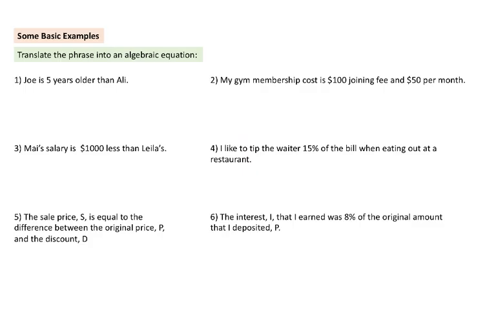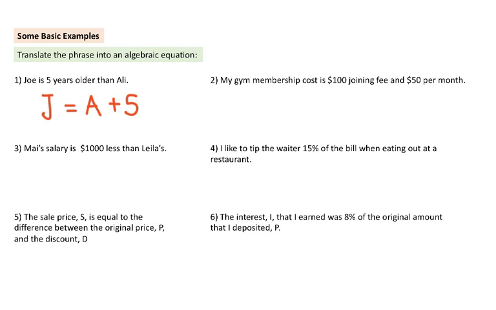Let's start here with number 1. Joe is 5 years older than Ali. I always look for the word is or are or costs. That's the equal sign. So Joe, let's use the letter J. Joe equals 5 years older than Ali. Well, that to me implies a plus sign. So we can take Ali's age and we can add 5 to it. Okay, let's look at another one.